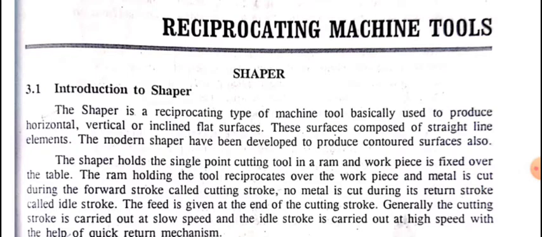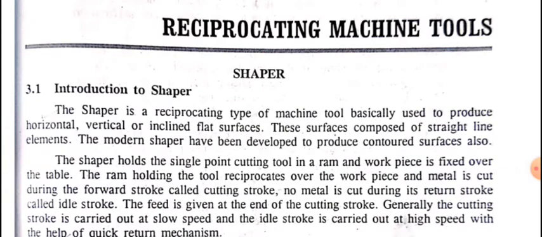Here we are discussing the shaper. What is a shaper? Here we will discuss the introduction to the shaper. The shaper is a reciprocating type of machine tool. It is basically used to produce horizontal, vertical or inclined flat surfaces. These surfaces are composed of straight line elements, and modern shapers are also designed to produce contoured surfaces. Contoured means any type of irregular surface you want can easily be produced by using this modern shaper.